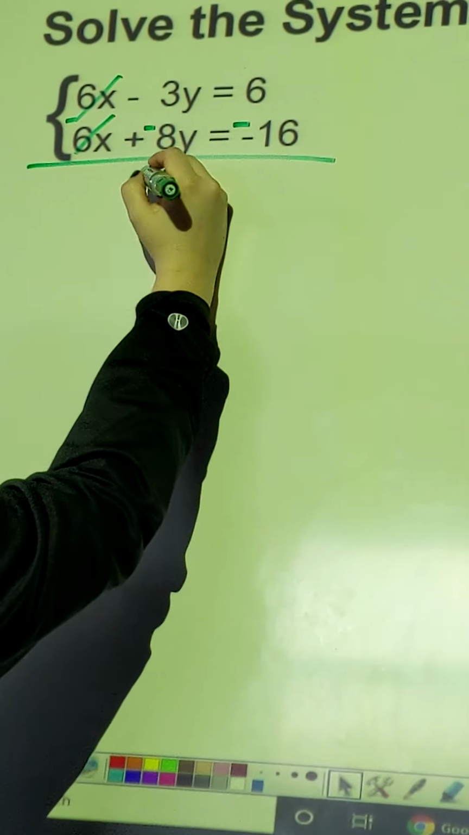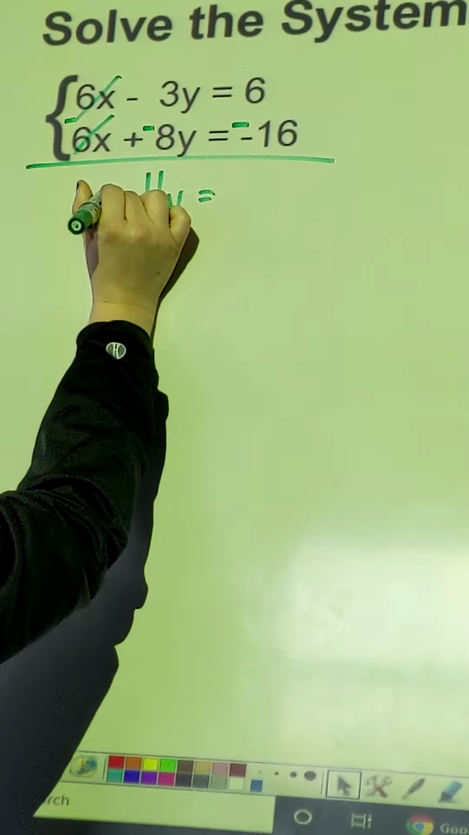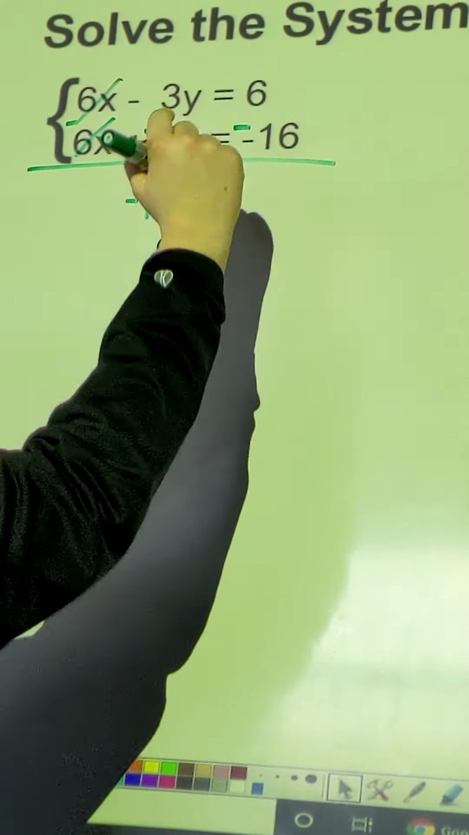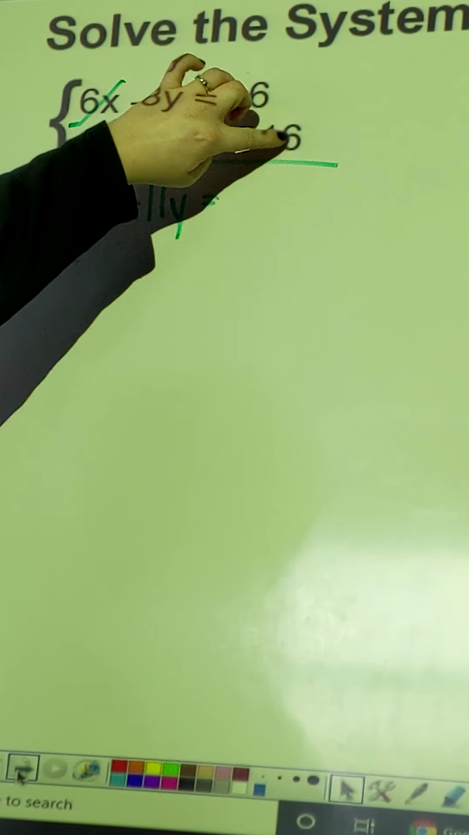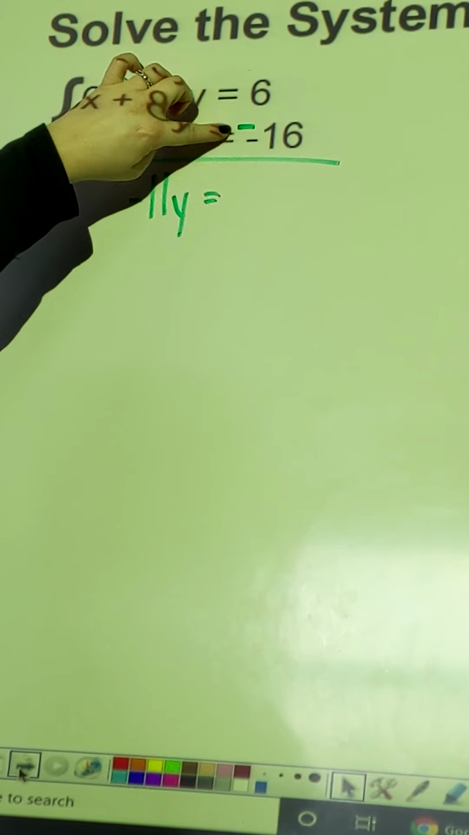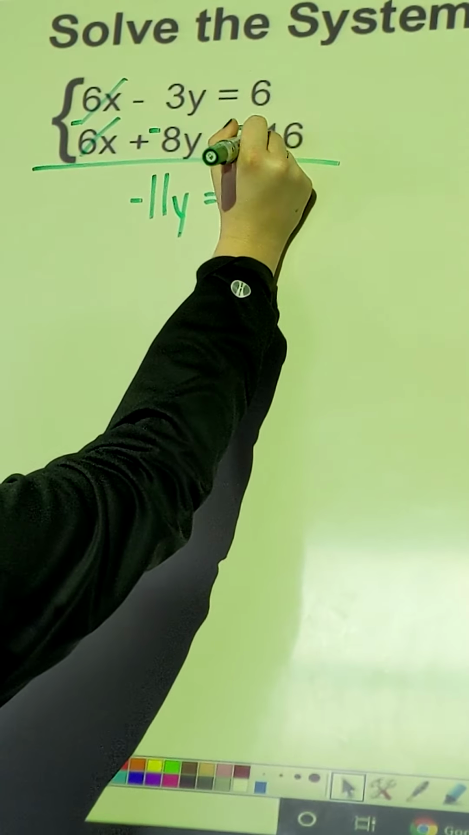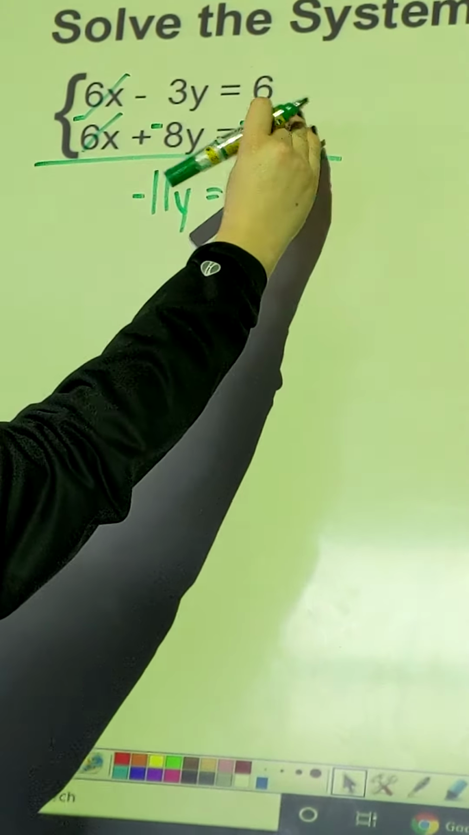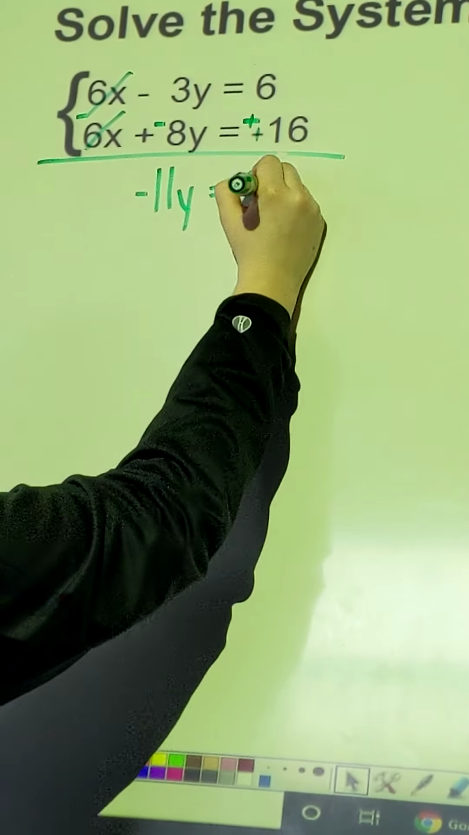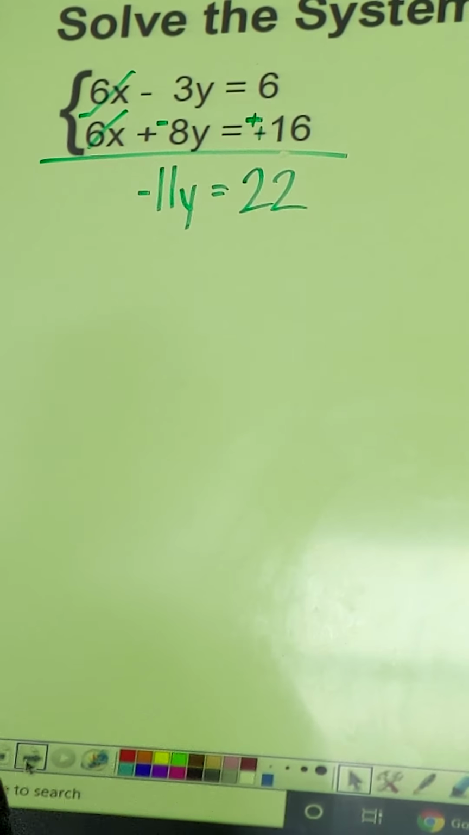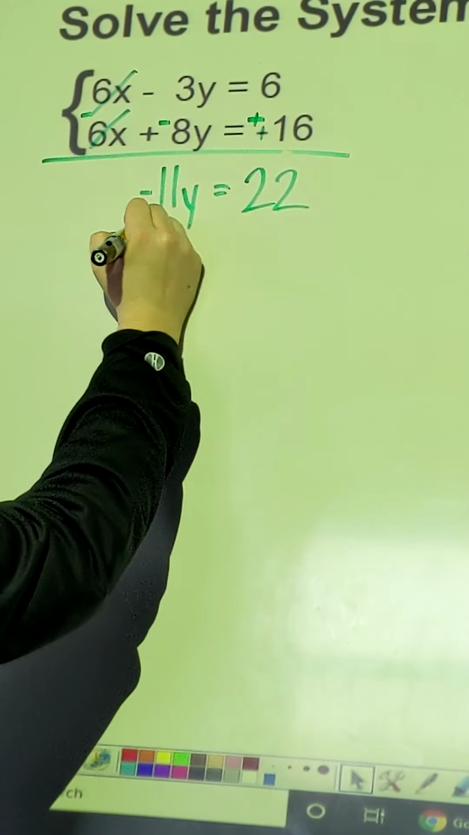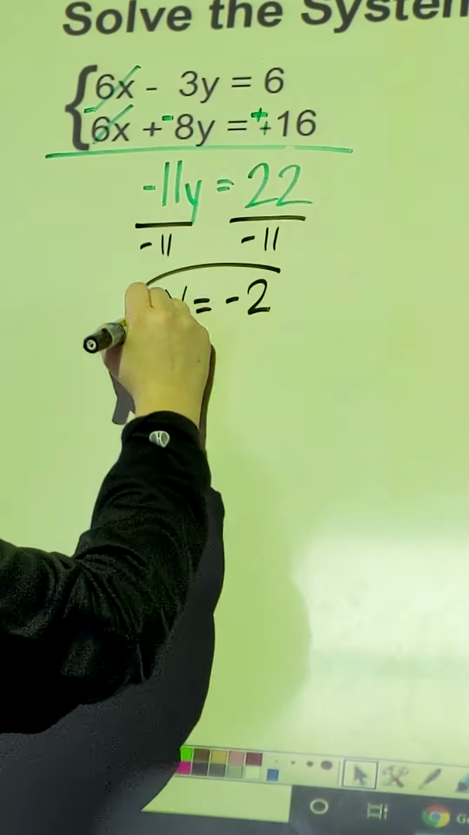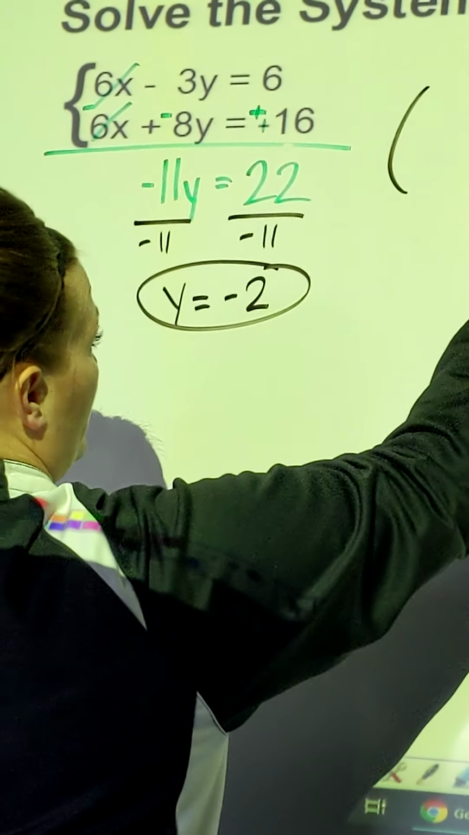If the signs are the same, we find the sum. We add them, but since they're both negative, it stays negative. This is what confuses the most kids. 6 minus negative 16. Subtracting a negative is the same as adding a positive. So really this is 6 and 16, which makes 22. Now I can divide by negative 11 on both sides, and y equals negative 2. And I have half my answer already.